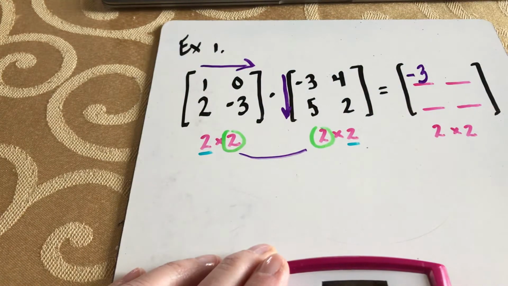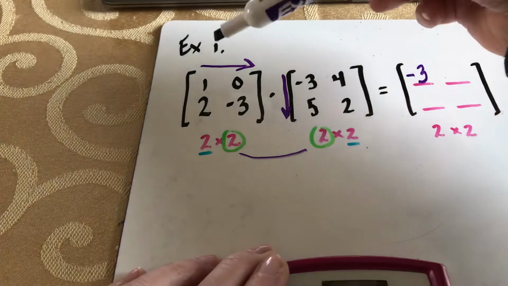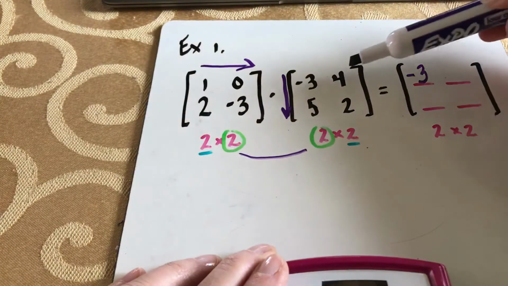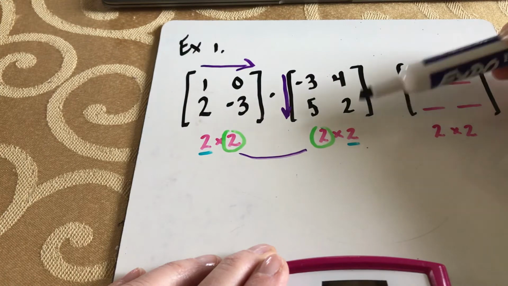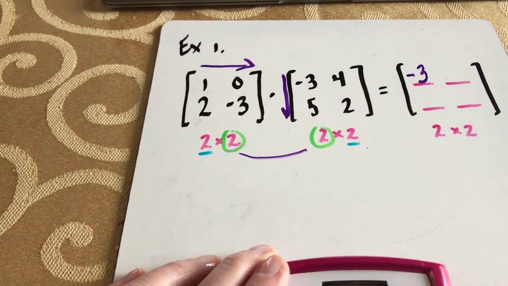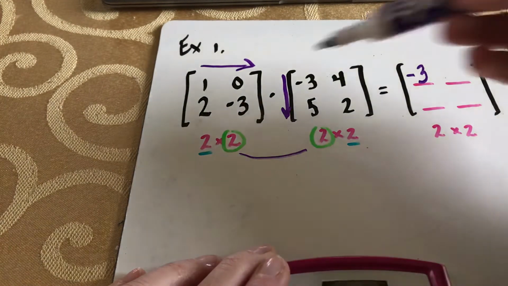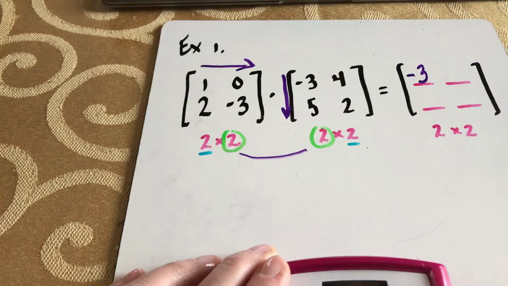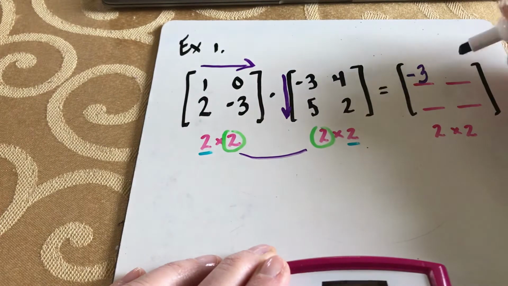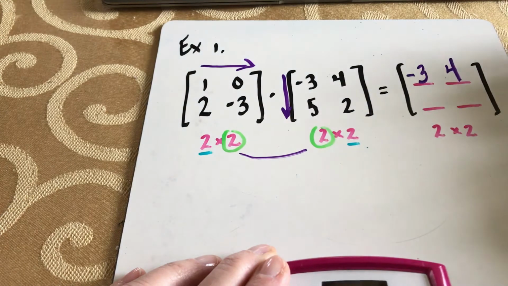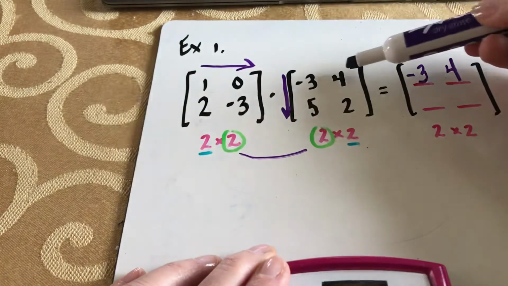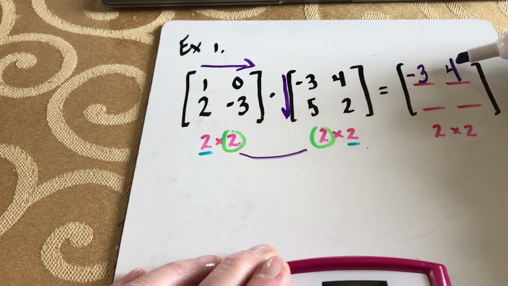Then you start all over again. We are going to go across the top row, and now we're going to go down this column. So back to the beginning, we're going to take the 1 times the 4. 1 times 4 plus, then we go 0 times 2. That should give me a 4. That goes in the top, again, because we were in the top row, but now we were in the second column. So top row, second column.